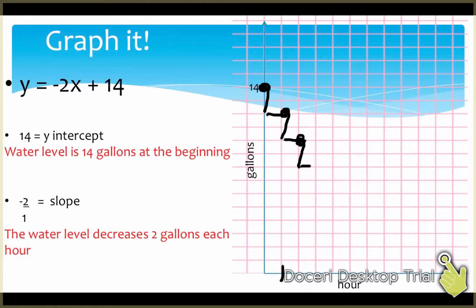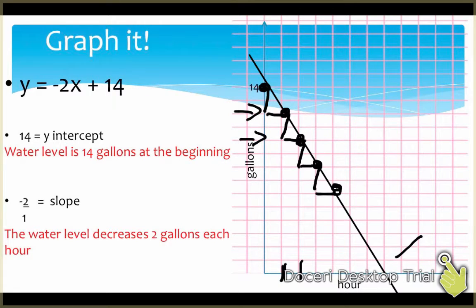Decrease 2 gallons over every 1 hour. As you can see, we have made a perfectly straight line. Notice that after 1 hour, there is 12 gallons of water in the tank. Notice after 3 hours, there is 10 gallons of water, and so forth.